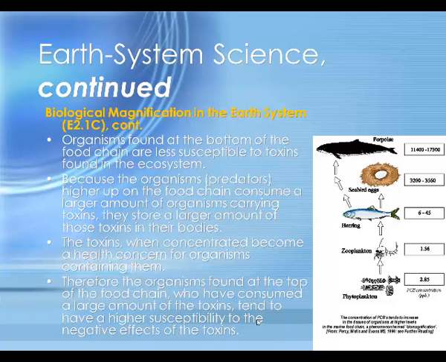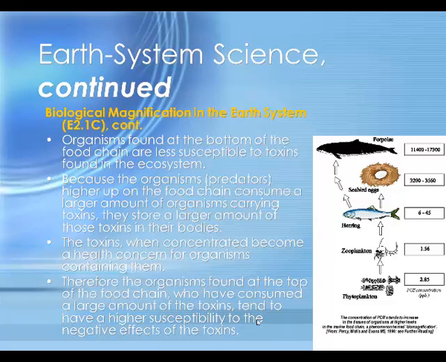So for you and I, and other organisms that are higher up in the food chain, like hawks, eagles, wolves, bears, those organisms that consume a large number of lower order organisms tend to increase the concentration of these chemicals within their tissues, causing adverse health effects. So the organisms found at the top of the food chain who have consumed a large amount of the toxins tend to have a higher susceptibility to the negative effects of those toxins.